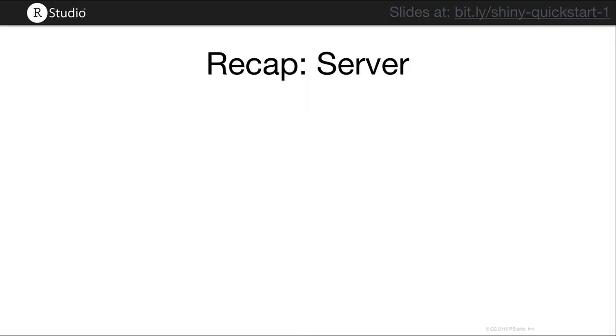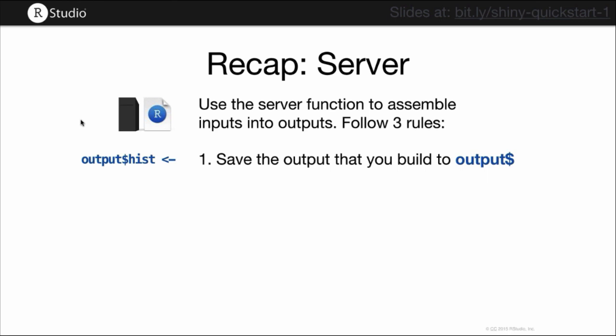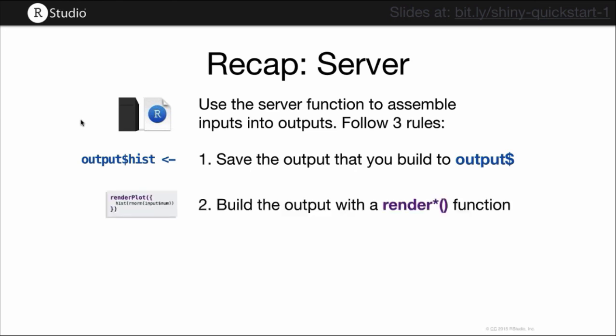So let's pause for a moment and just recap what we learned about the server function. You use the server function to assemble your input values into outputs. And when you do this, you should always follow the same 3 rules. First, save the output that you want to build to the output list. If you do that, the output will be accessible by the UI object when you call plotOutput or textOutput or whatnot. Second, build the output objects with the render function. The render function helps assemble them into HTML for their final appearance, and it also keeps track of the reactions and the reactivity.